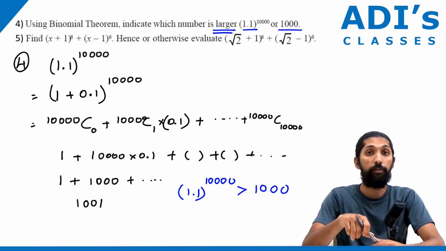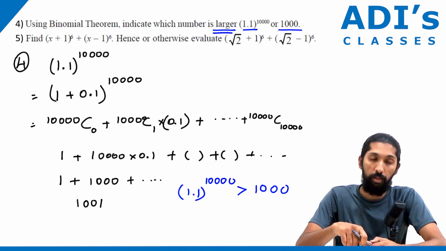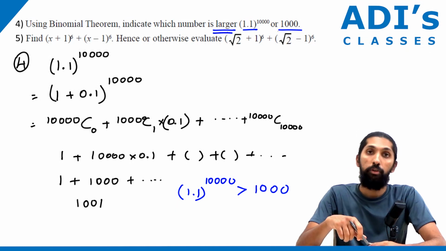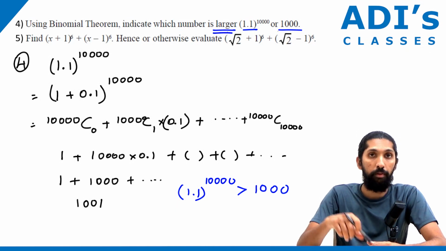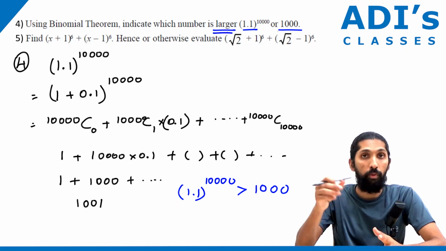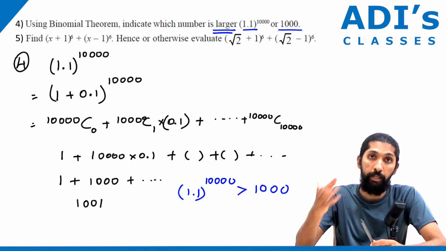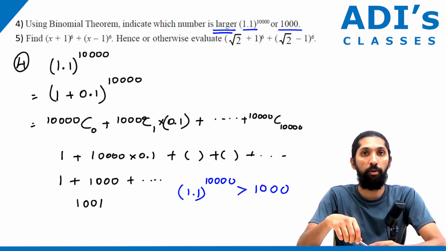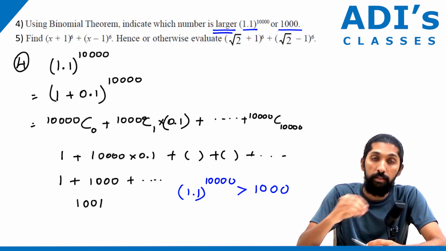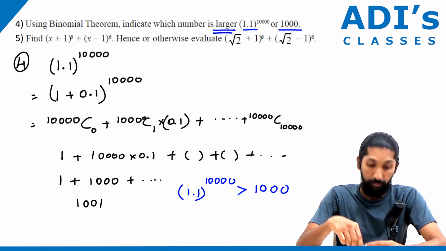Now similar type of questions can be asked to you. Very similar type of questions. 2.01 whole to the power of 10,000 and 1,002 or 1,005, something like this, which is greater. In all of these type of problems, you have to do it in the same way. Clear? Now let's do the next.